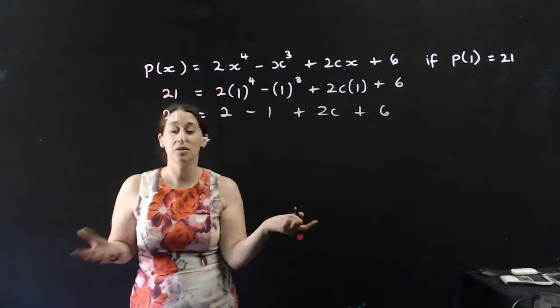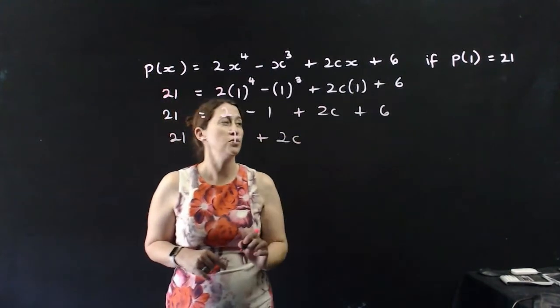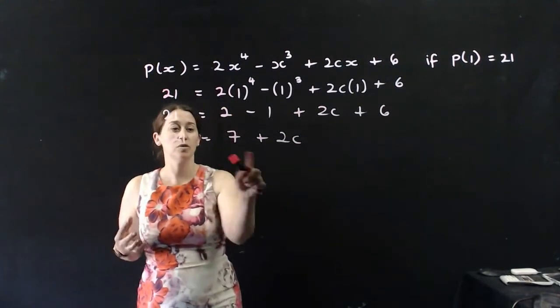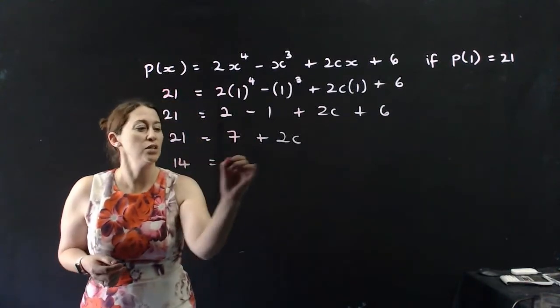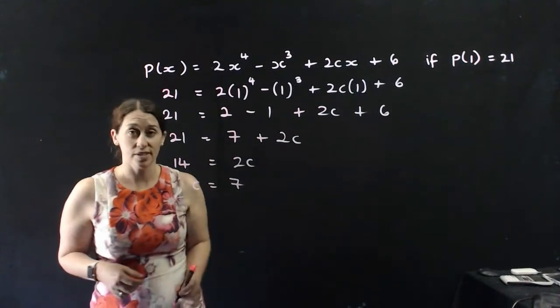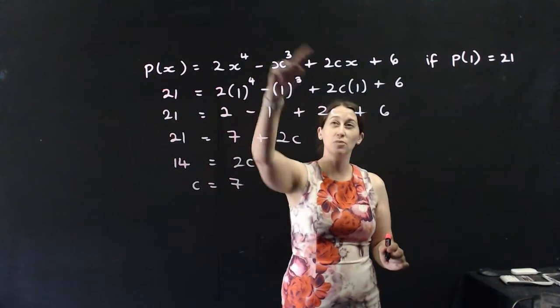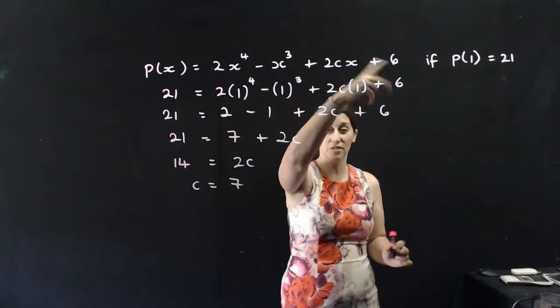21 equals 2 take 1 is 1, plus the 6 is 7, 7 plus the 2c. Okay, I can now take away 7, 14 equals 2c, so therefore c equals 14 divided by 2, which is 7. My polynomial then becomes 2x to the power 4 minus x cubed plus 14x plus 6.